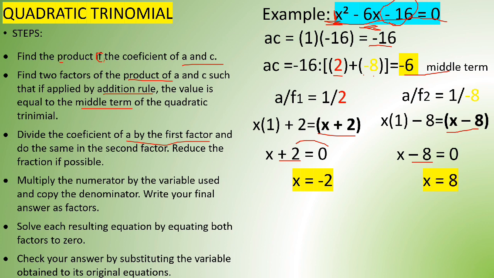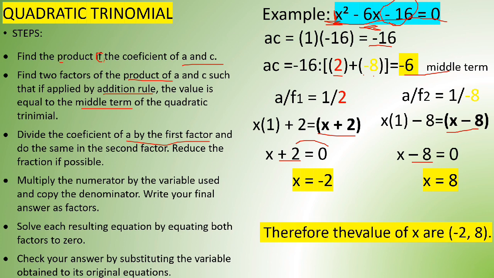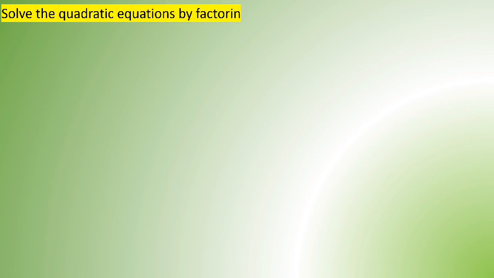So, x na is equal to positive 8. Therefore, our roots are negative 2 and 8. So, kung gusto nyo i-check, pwede lang, gamitin lang ang x squared minus 6x minus 16 is equal to 0. Mamili lang kayo sa dalawa na gagamitin to substitute the value of x. Okay? Next, solve the quadratic equations by factoring.